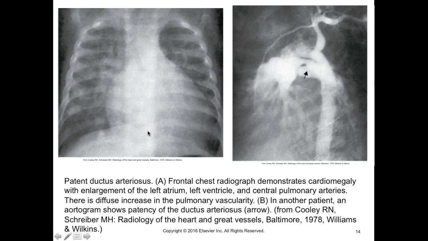All right, so this one here is your cardiomegaly. So look how large this heart is. Oh my gosh. With left atrium, left ventricle, and central pulmonary arteries. So you can see there's a really thickened hilum here. You can't even see the knob on this patient. So there's also diffuse pulmonary vascularity.